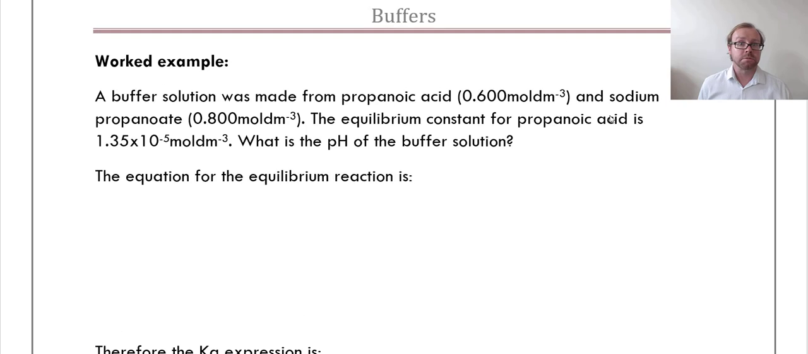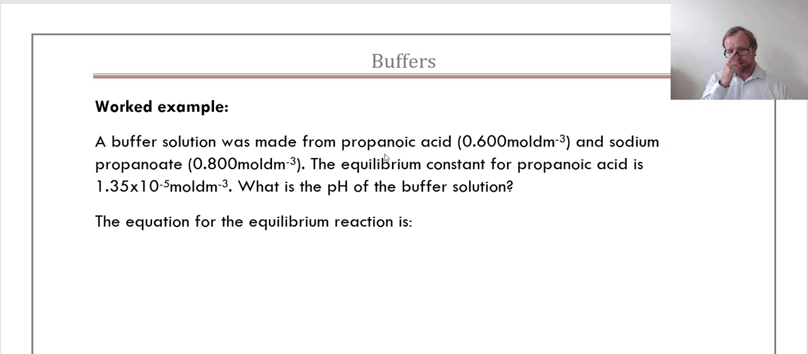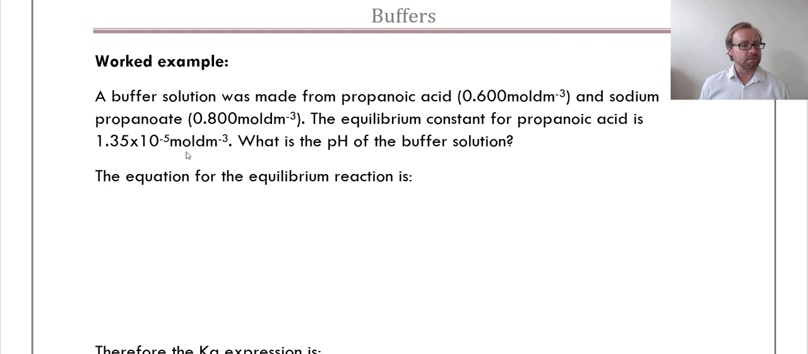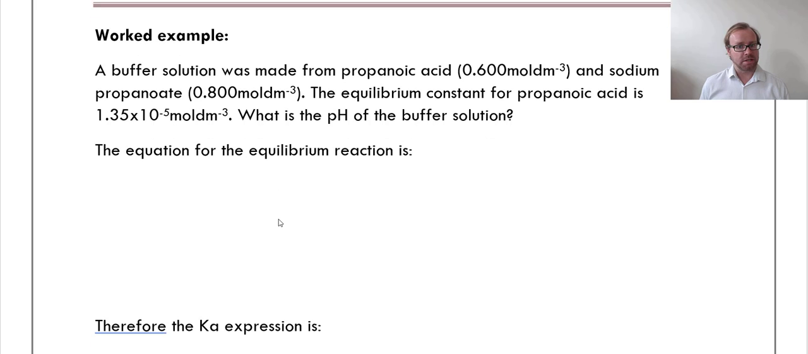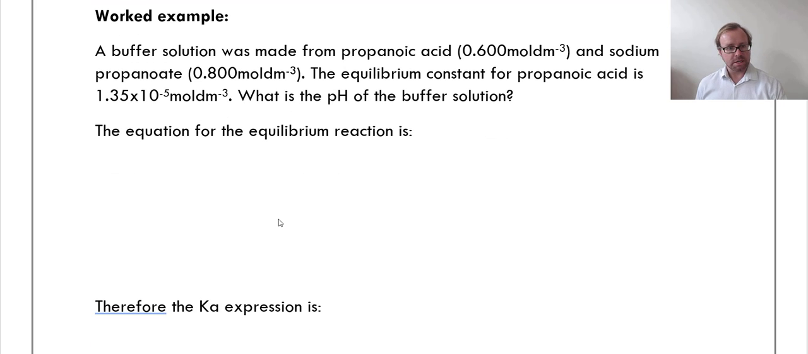Okay, so we'll just read through it. A buffer solution was made from propanoic acid with a concentration of 0.6 mol dm^-3 and sodium propanoate, which had a concentration of 0.80. The equilibrium constant for propanoic acid is 1.35 times 10 to the minus 5. What is the pH of the buffer solution? The equation for the equilibrium reaction is, well, technically for right now, we don't do the Ka just yet.